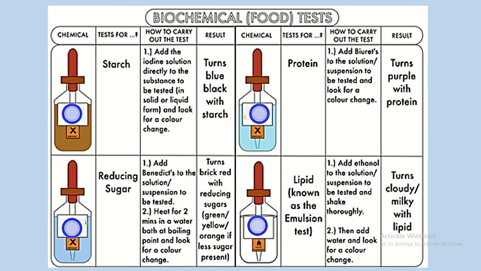So the procedures are very simple and need to be well understood. For starch, you just add iodine directly to the substance to be tested, and then you look for a color change. So the expected color change is blue-black to show that starch is present.